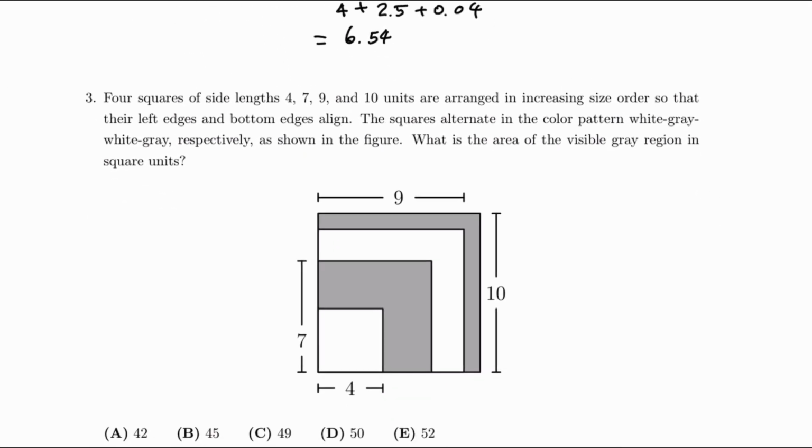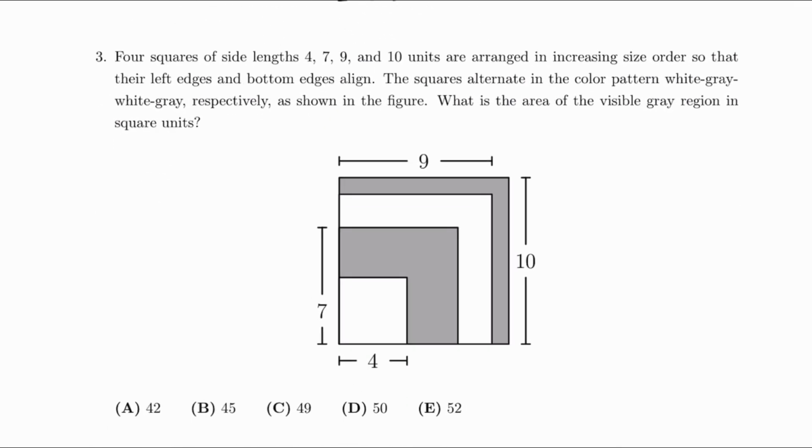All right, let's take a look at the next question, which says, 4 squares of side lengths 4, 7, 9, and 10 are arranged in increasing size order so that their left edges and bottom edges align. The squares alternate in color pattern white, gray, respectively. What is the area of the visible gray region in square units?